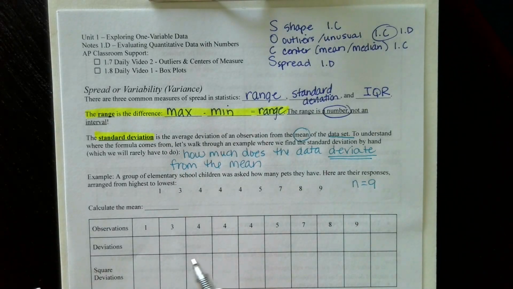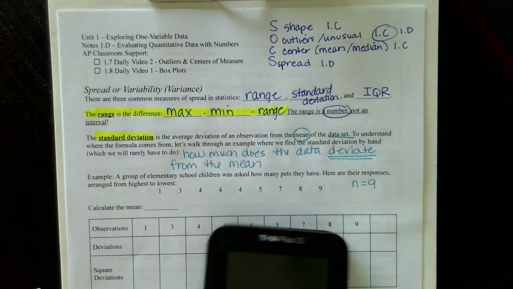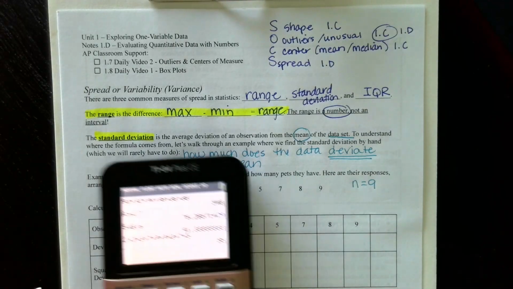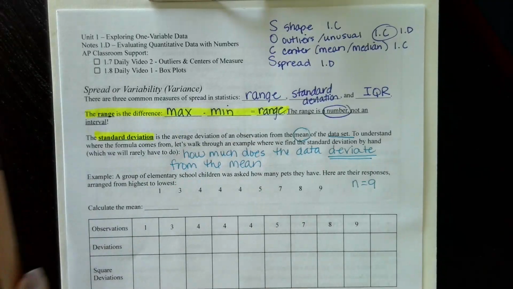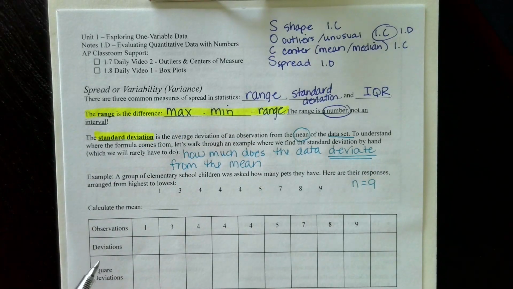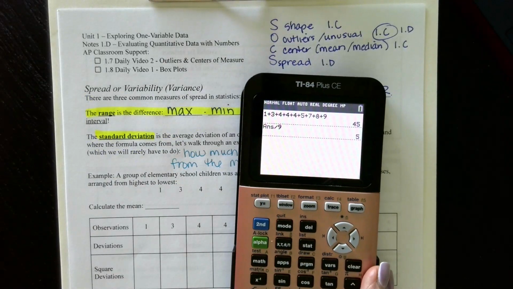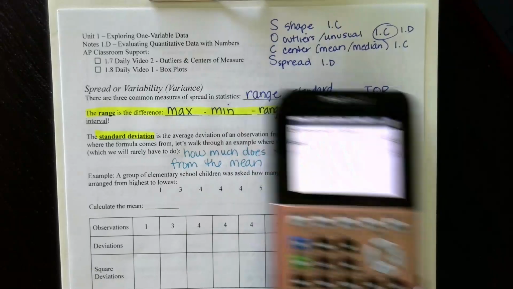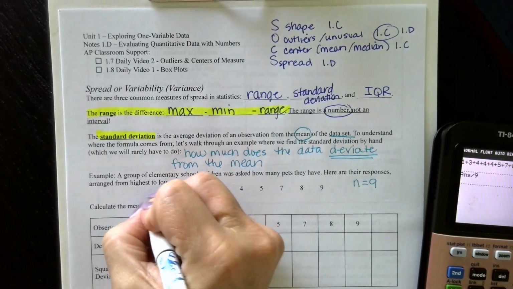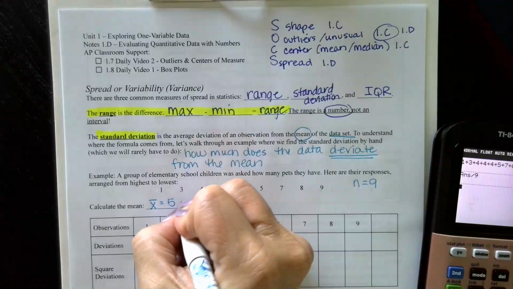Okay. So the first thing I want to do is calculate the mean. We know how to do that. We're going to plug in all these numbers and then divide by 9. Oh, and look at that. It's a nice number. I added it all up, got 45 divided by 9. So I'm going to say x bar equals 5 pets.